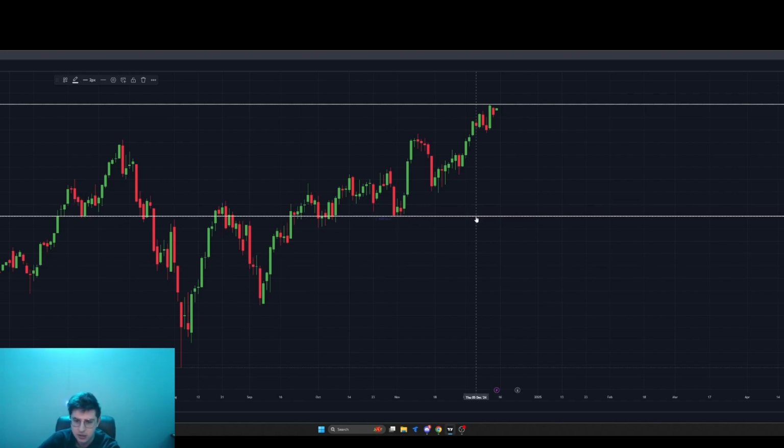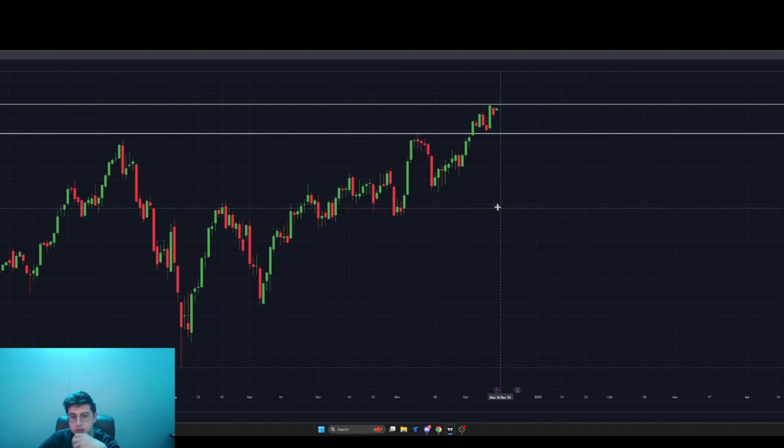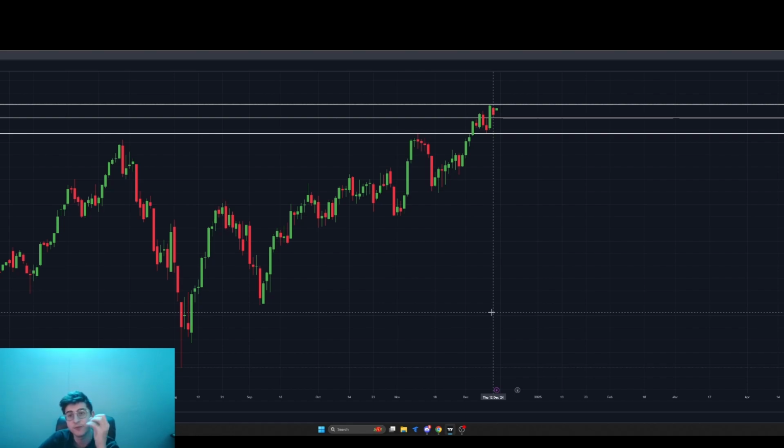So I want to draw the main ones, right? We have support here. You can see how this lines up, guys? This was previous resistance. Now it became previous support, right? So there's the main ones, and I have maybe a little one right here. So those are the main lines for the 1 day time frame. We're done. Let's move on, okay?